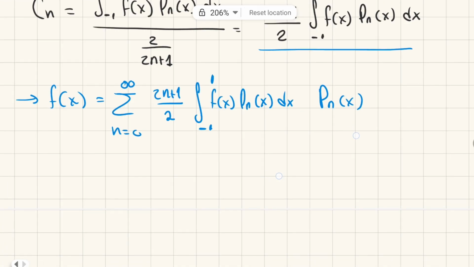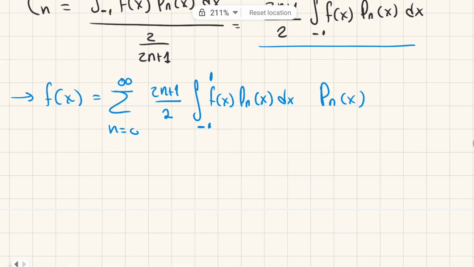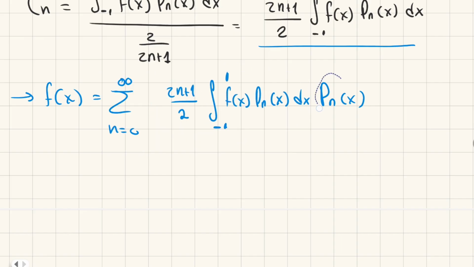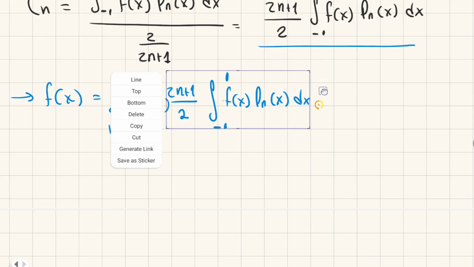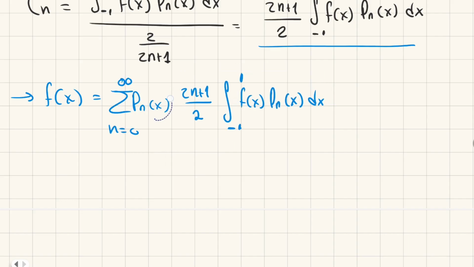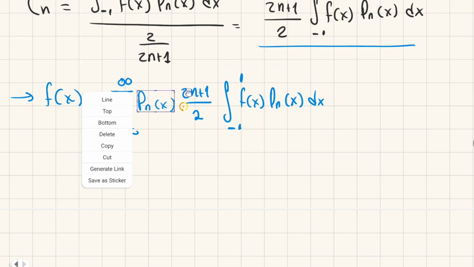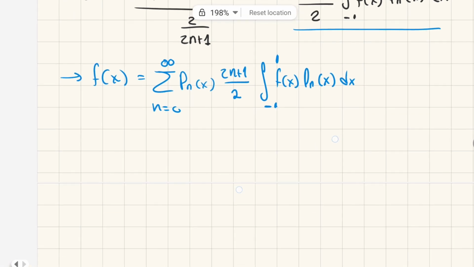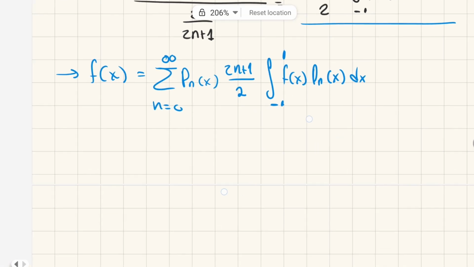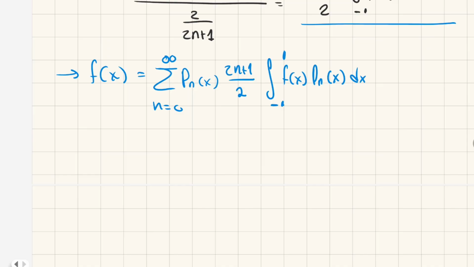So just not to get confused, we are going to move this, right? Because this can be seen maybe as the element inside the integral. So let me bring it back to this position, just not to get confused. So yeah, I think this will be the complete definition of f of x in terms of an infinite series that is actually a linear combination of Legendre polynomials.